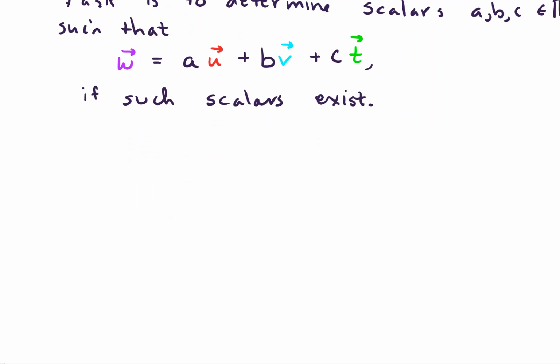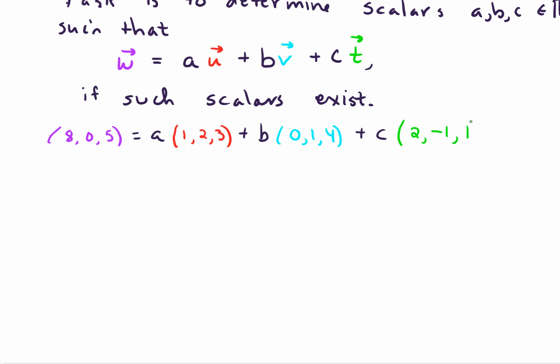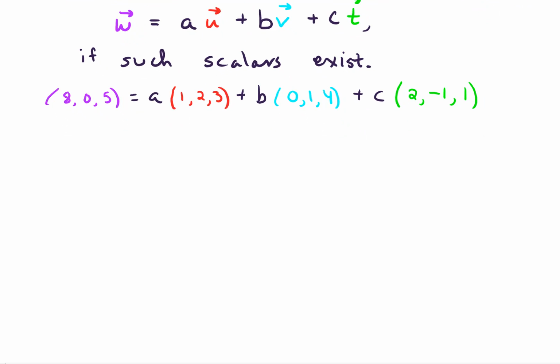If we want to satisfy this equation here, we need to write W. Now W is the vector 8, 0, 5, and supposedly that equals A times vector U. Recall that vector U is 1, 2, 3, plus scalar B times vector V, which is 0, 1, 4, plus C times vector T, which was 2, negative 1, 1. All right, and so we need to see if these scalars A, B, and C exist. So we need to solve for A, B, and C.